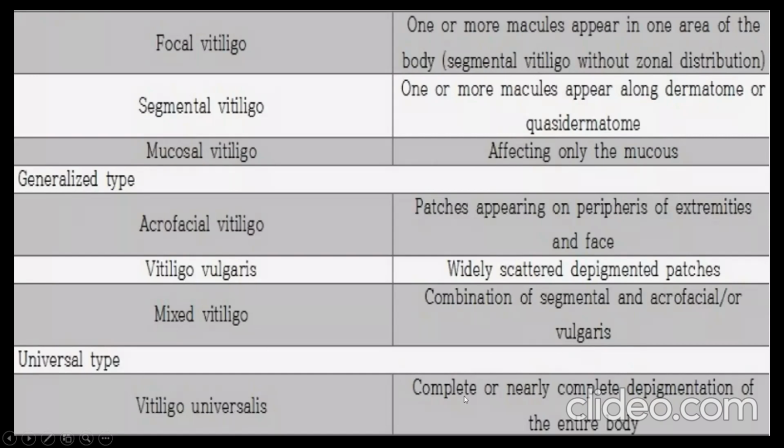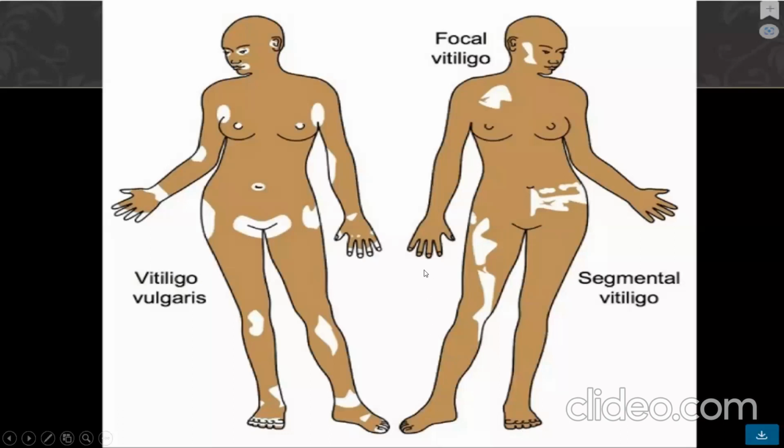Universal type, complete or nearly complete depigmentation of entire body. That is more than 80% of body surface. Then see the common sites.